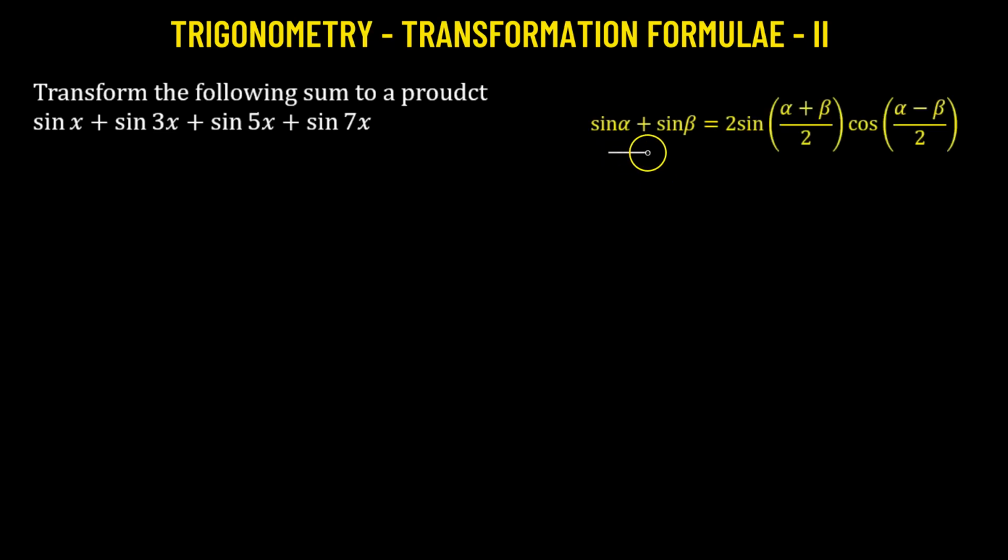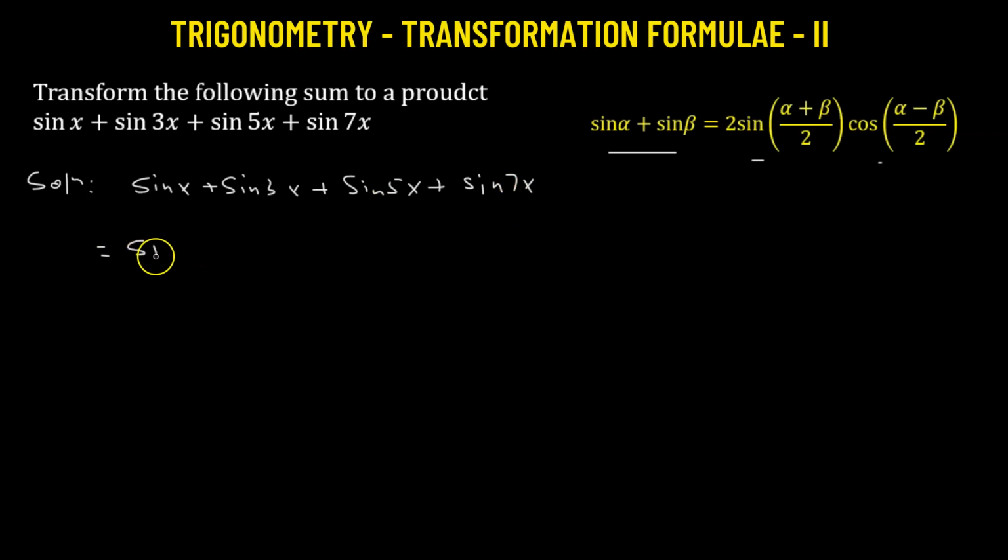So if we add two sine functions, then the sum is going to be the product of a sine and a cosine function. So this is the transformation formula that we will be using here. So let us begin. So here we have sine of x plus sine of 3x added to sine of 5x and sine of 7x. Okay, let's rearrange the terms.